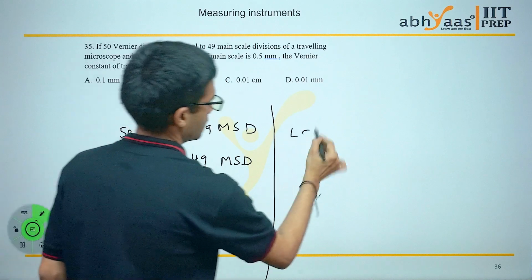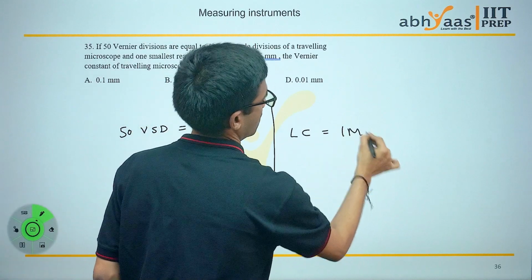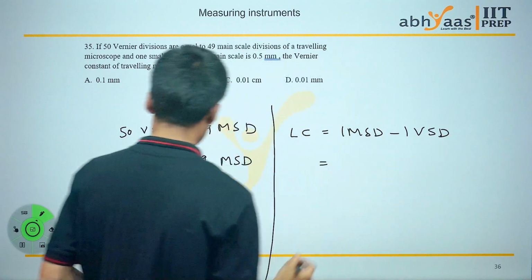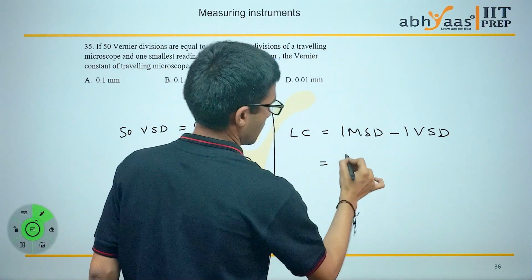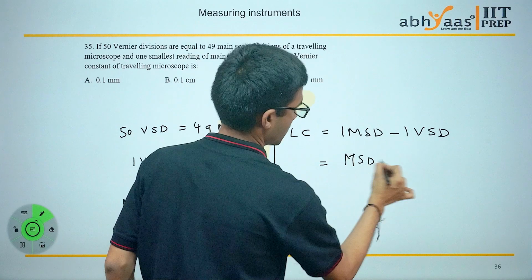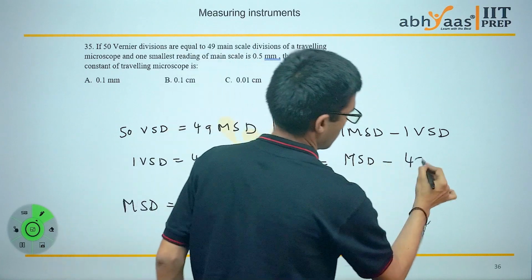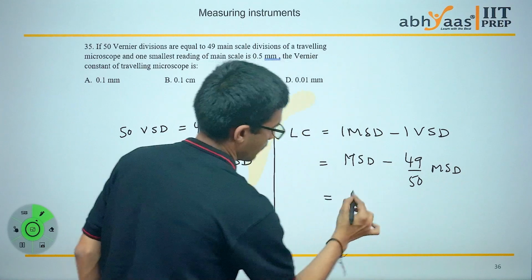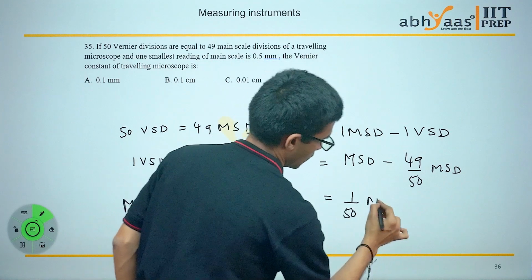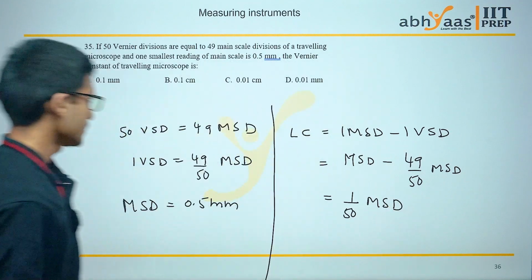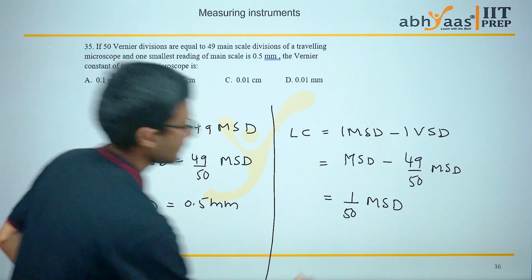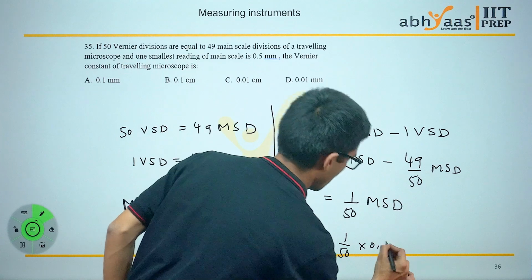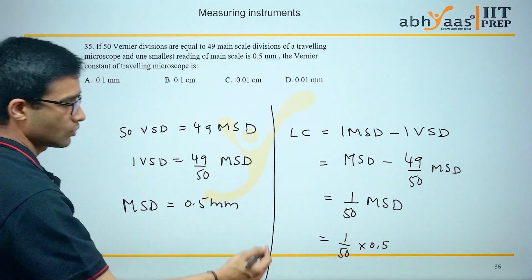So least count is equal to 1 MSD minus 1 VSD. 1 MSD minus 49 by 50 MSD, so you will get 1 by 50 MSD only. So what is MSD? 0.5. So 1 by 50 into 0.5 mm.